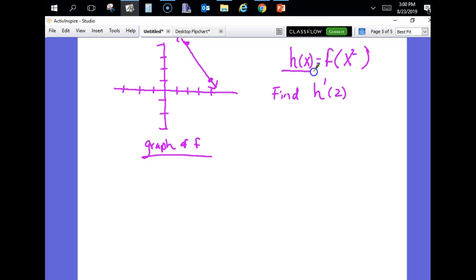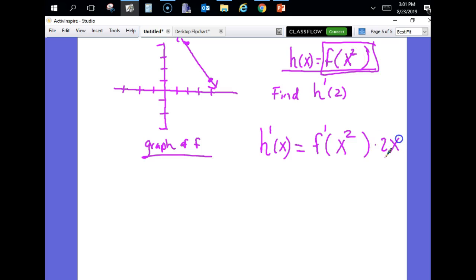Well, the first thing you're going to do is you're going to take the derivative of this. Okay, now this is a chain rule, right? We have an inside function is x squared, and our outside function is f. So the derivative of the outside will be f prime, right? Don't change the inside. So derivative of the outside, don't change the inside. Then multiply it by the derivative of the inside. The derivative of x squared is 2x. And then we go ahead and we plug in the 2, right?